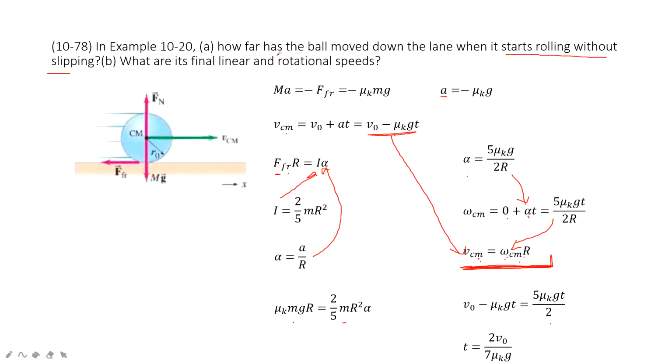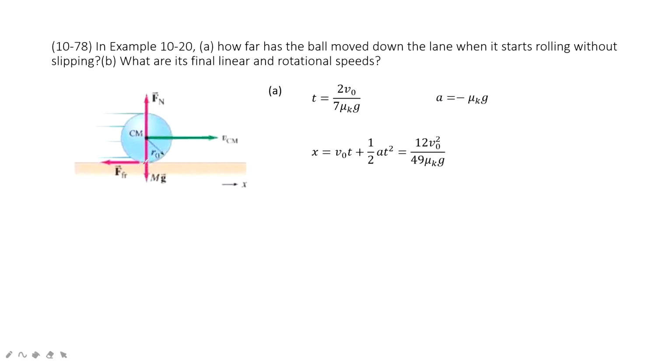Now we need to find how far it moved. How far it moved is just the linear motion from the initial to the final position. So we consider the linear distance. The distance is v0 t plus 1/2 a t squared. There, a is negative mu_k g, and t is from the previous result, so you get the final answer. The next one asks you to find the final linear and rotational speed.